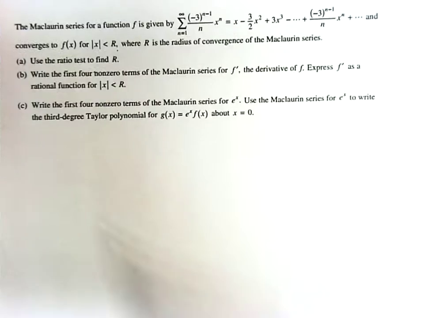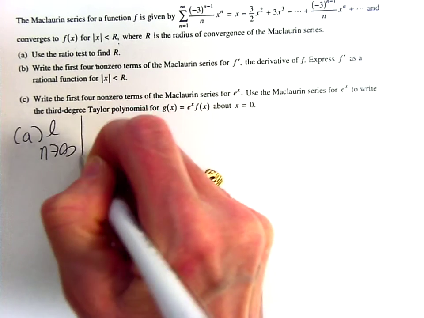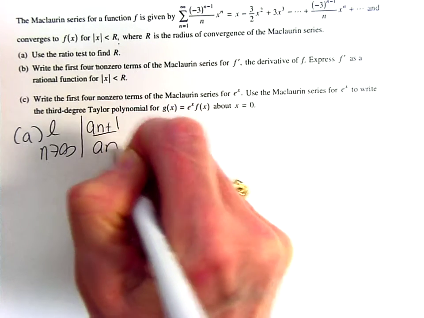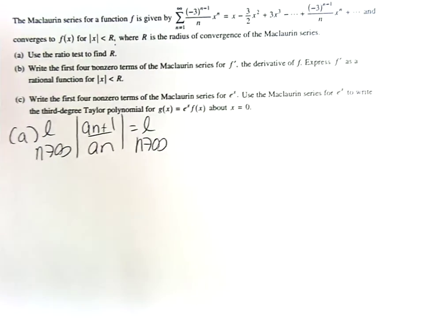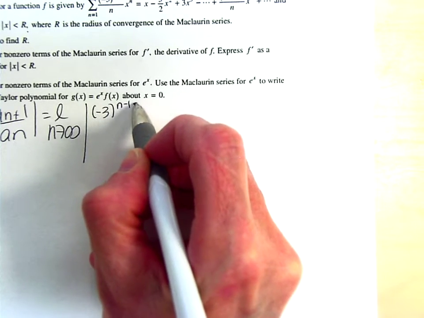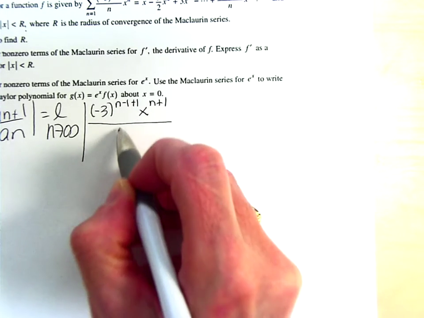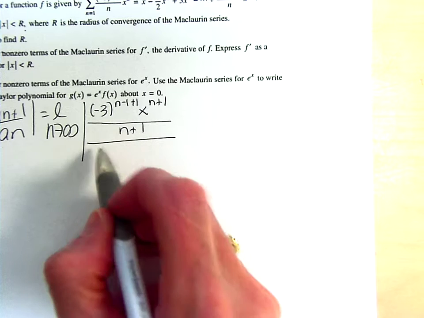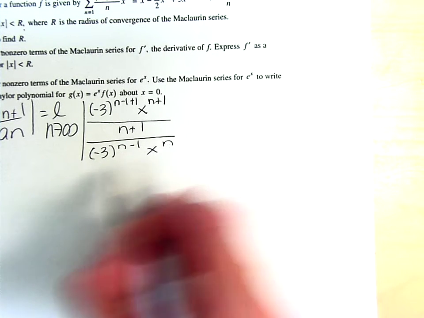I like it when they're nice and direct. Do this. So a to the n plus 1 all over a to the n. You should be pretty comfortable with these by now. So back up here to the top, this is my a to the n. So I'm going to write minus 3 to the n minus 1 plus 1, x to the n plus 1, divided by the original, minus 3 to the n minus 1, x to the n.